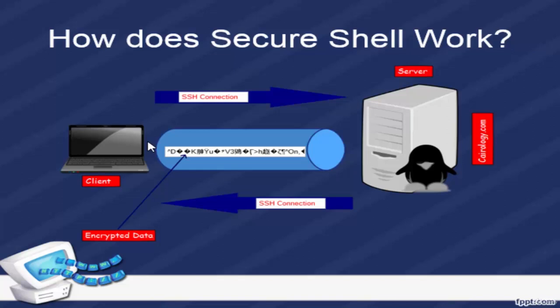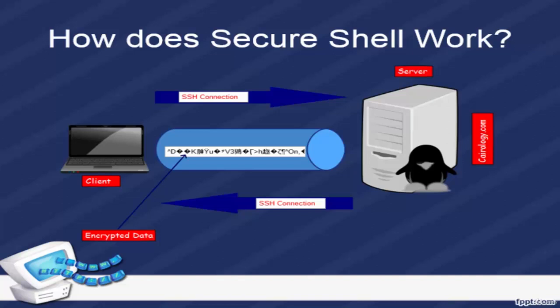Once the connection is verified by the SSH server, a tunnel connection will be established and all data that goes from the SSH client will be encrypted in the tunnel. And if someone in the middle is trying to sniff the data, he will get encrypted data which he cannot understand. The SSH server is the only one who can decrypt the data, and by that you are sure that the connection between your laptop and the server is secure. I think this is the simplest way to explain how does a Secure Shell work.